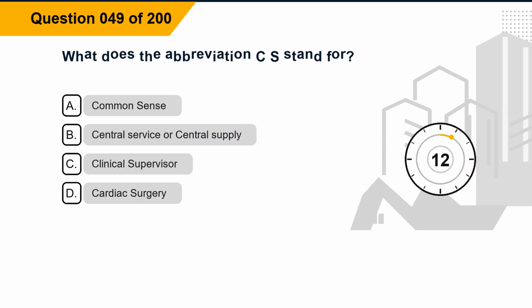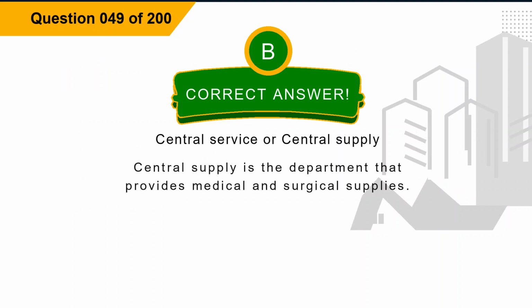Question 49. What does the abbreviation CS stand for? Option A, Common Sense. Option B, Central Service or Central Supply. Option C, Clinical Supervisor. Option D, Cardiac Surgery. The correct answer is option B, Central Service or Central Supply. Explanation. Central Supply is the department that provides medical and surgical supplies.